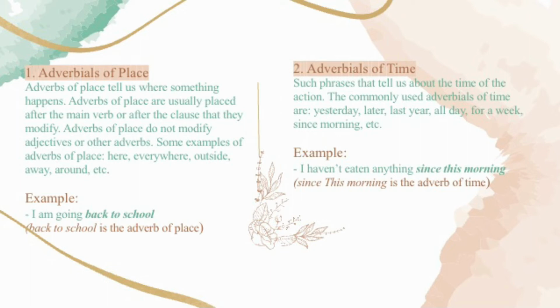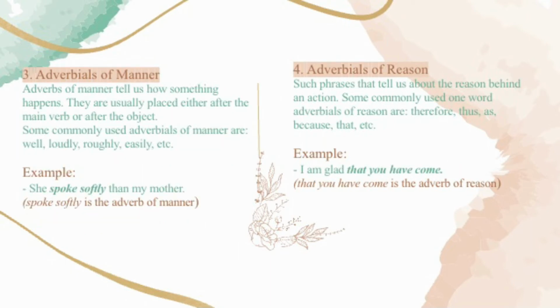The commonly used adverbials of time are yesterday, later, last year, all day, for a week, since morning, etc. For example, I haven't eaten anything since this morning. "Since this morning" here is the adverbial of time. And then number 3 is adverbials of manner.